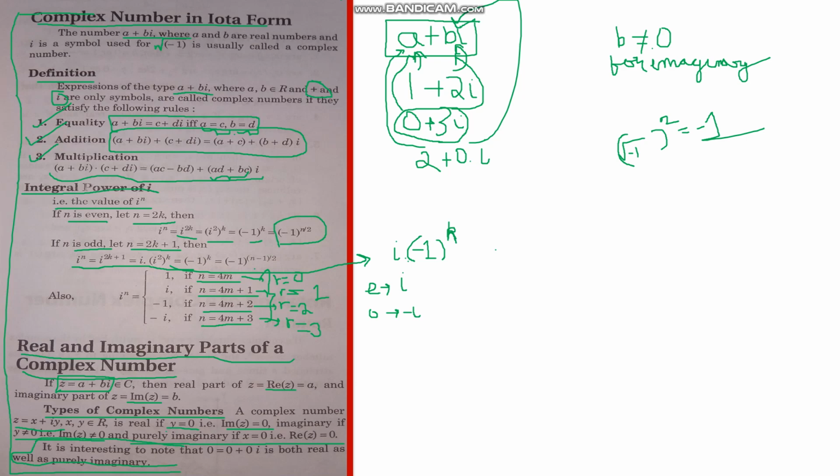0 is always a very weird sort of number which shows many properties, and we have covered complex numbers in iota form. With this I take a note of thanks.